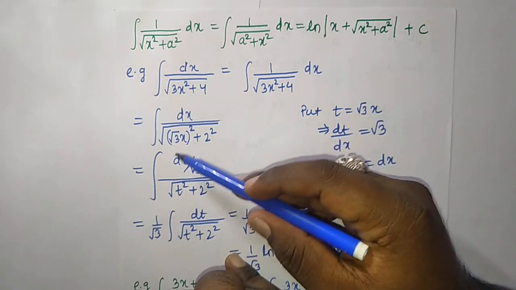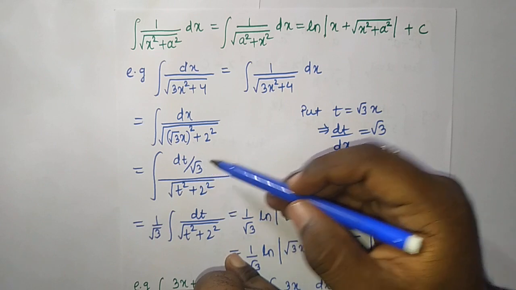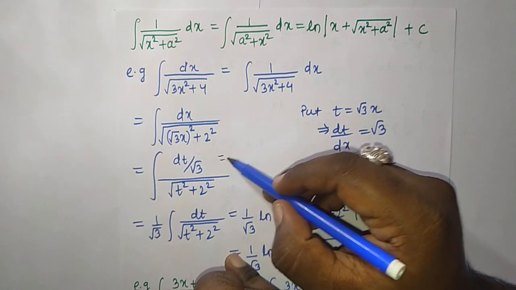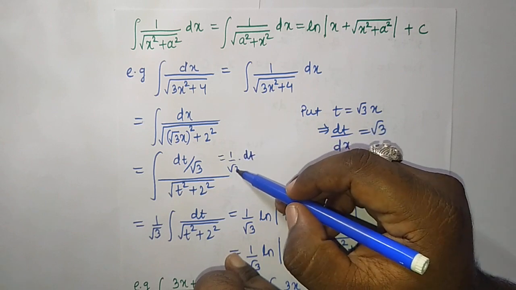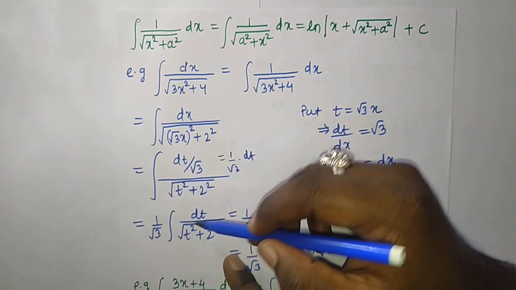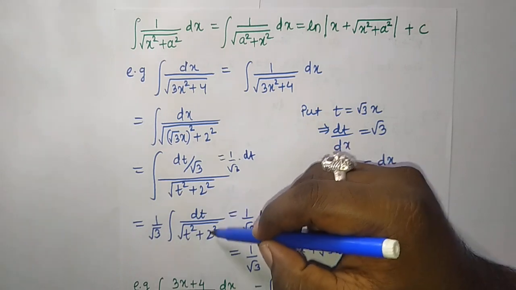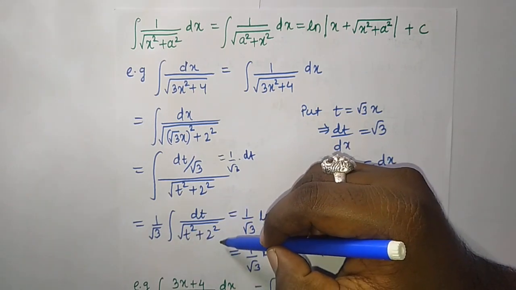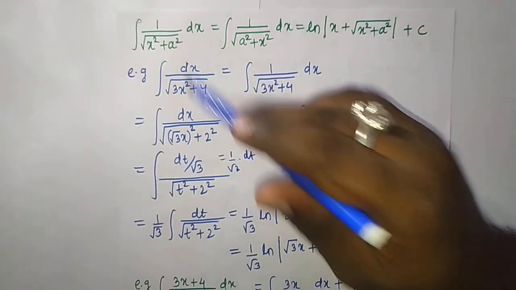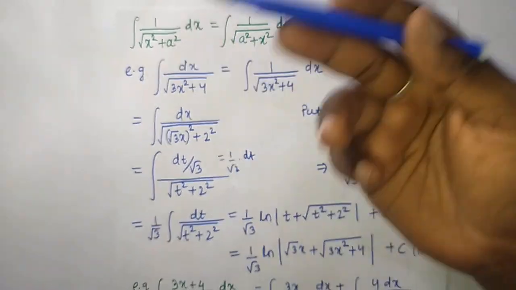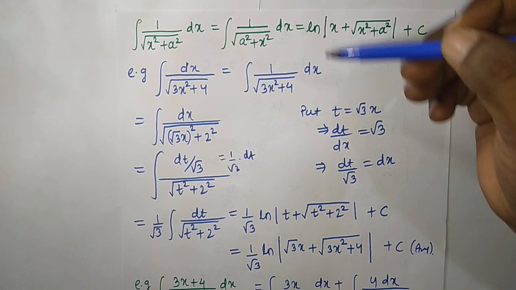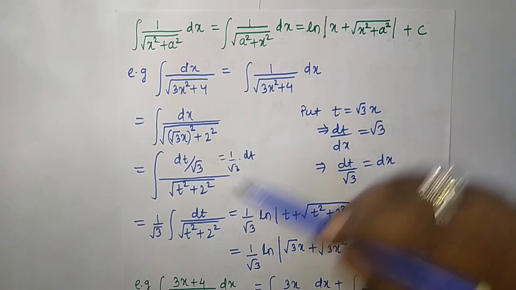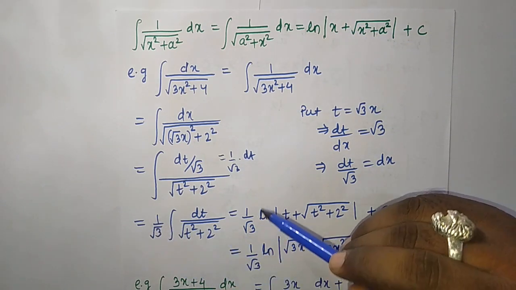Now take this 1 by root 3 here. Dt by root 3 means 1 by root 3 into dt. So take this root 3 term to the outside of integration, then you will get integration of dt by root over of t square plus 2 square. Here it is in this form. Here in place of x, t is there, and in place of a, 2 is there. So for the formula, see here, the constant term 1 by root 3 will remain the same.